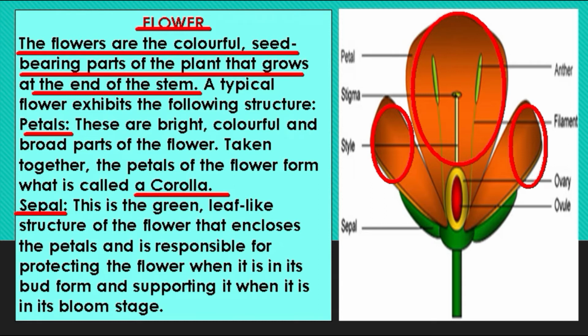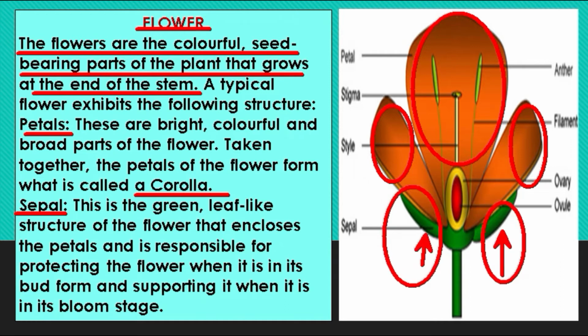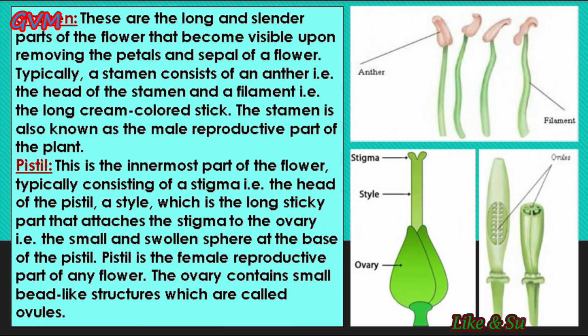Now students, the next structure of a typical flower is the sepal. As you can see here in this image, this greenish structure over here is known as sepal. And students, this sepal is a leaf-like structure that encloses the petals, and it is also responsible for protecting the flower when the flower is in a bud stage. And students, like all petals together are called corolla, in the same way many sepals together are called calyx.